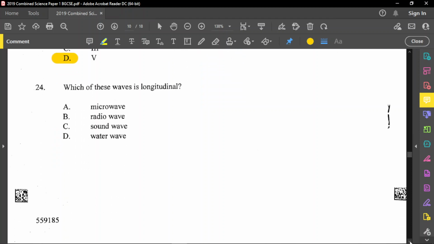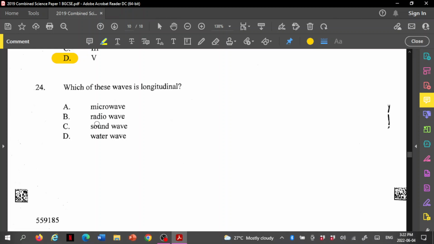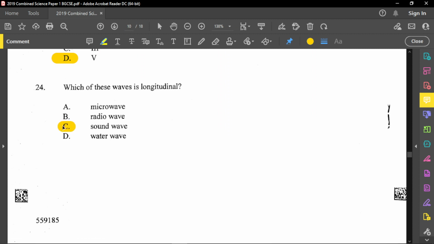Number 24 is, which of these waves is a longitudinal wave? You need to know the difference between longitudinal and transverse waves, and also some examples of transverse waves versus longitudinal waves. Here, the longitudinal wave is a sound wave. The others are transverse waves.